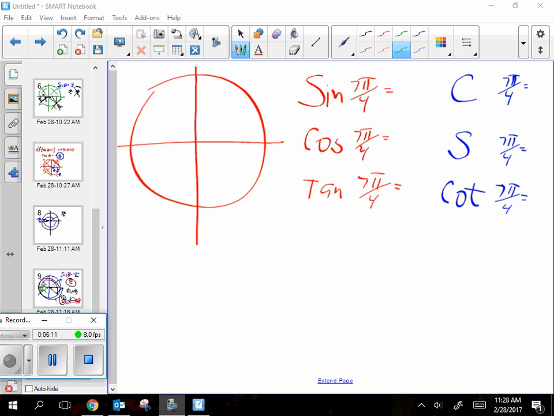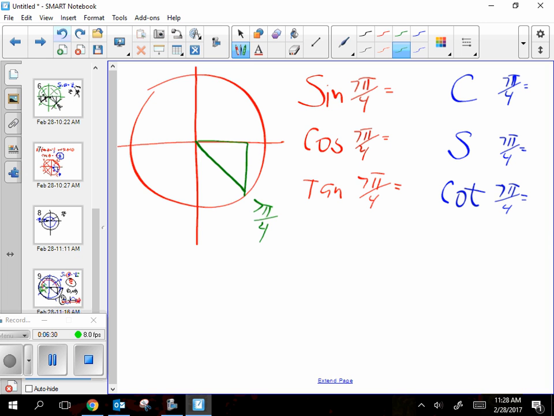You should have said 7 pi over 4 was, let's see, well, where's 1 pi over 4? That's 1 pi over 4. So 4 pi over 4 is here. 5, 6, 7 pi over 4 is right there. So I'll get rid of the other ones. That is where you should have been. Raise your hand if you were in the right spot. Okay, good.